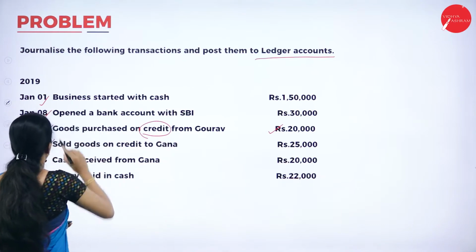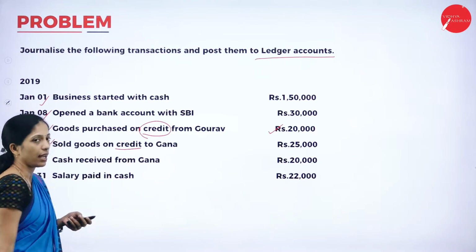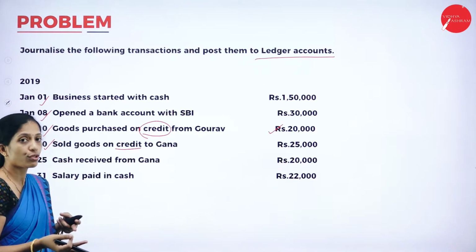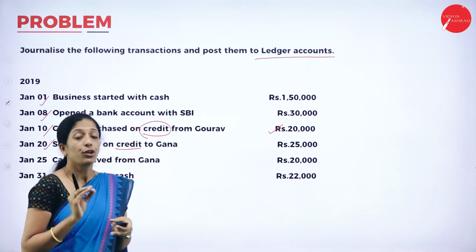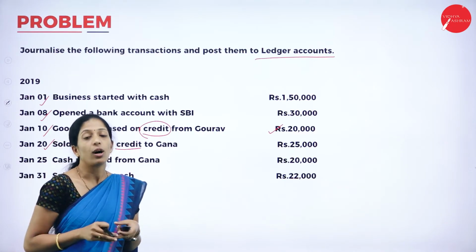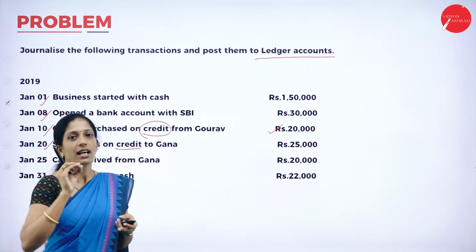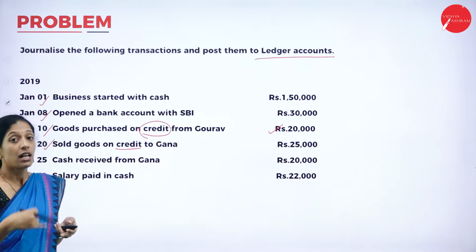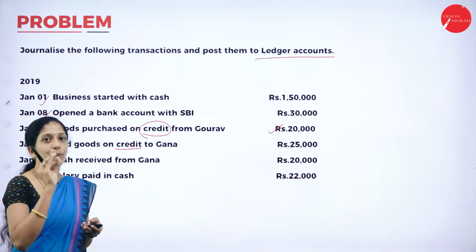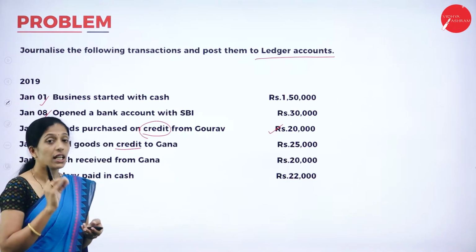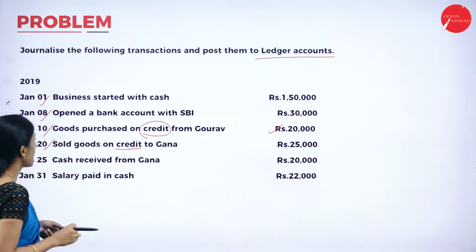Now coming to the next one, Jan 20th, sold goods on credit to Ghana. So here we are selling goods to Ghana. So Ghana is receiving the goods. So Ghana's account debit to. So we are selling on credit basis, not on cash basis. So you will write it as Ghana's account debit to sales account. Suppose it was on cash basis, then we are receiving cash. So your entry will be cash account debit to sales account. Here we are selling on credit. So Ghana's account debit to sales account.